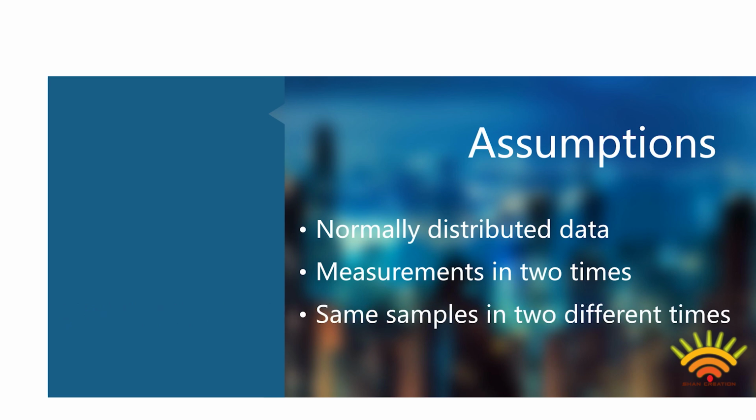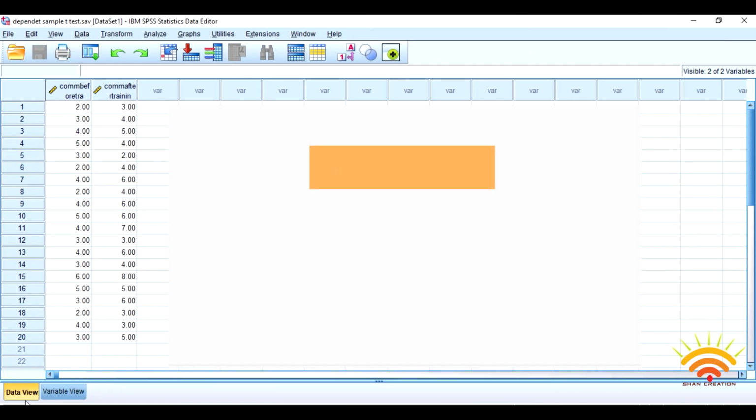Then the third assumption is the same sample at two different times. When you are measuring the dependent variable in two different time periods, you have to select the same sample for time 1 and time 2. For example, if you want to compare the satisfaction level of the employees before the promotion and after the promotion, you have to select the same employees to measure the satisfaction level at time 1 and time 2. Then we will see how we can run this paired sample t-test in SPSS.